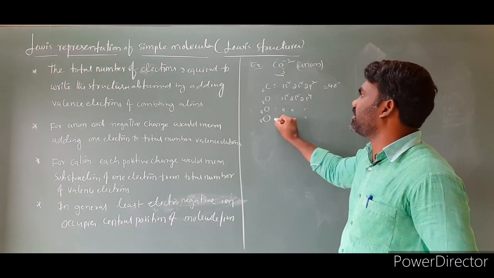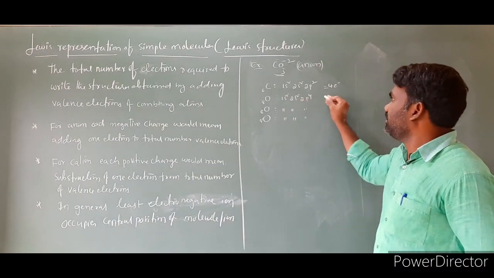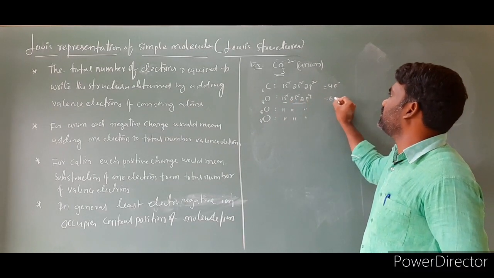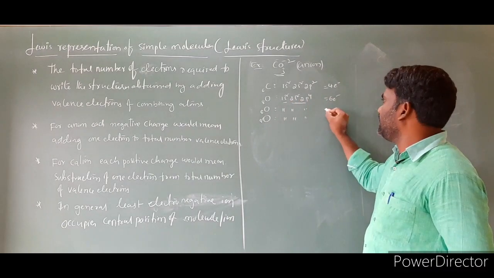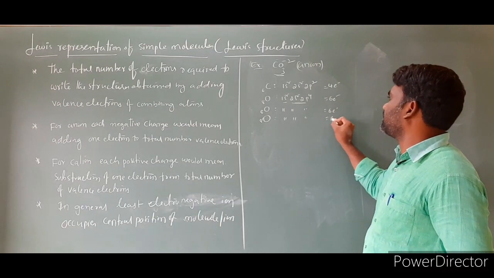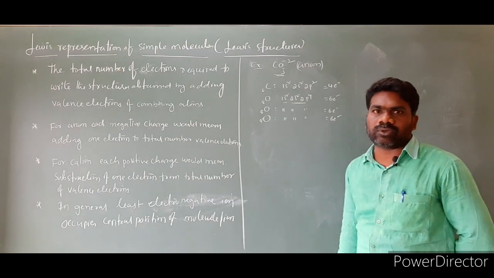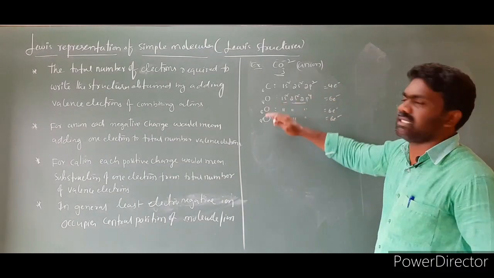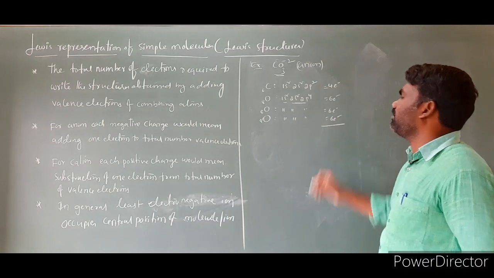So I am not writing them again, look here. This is the first shell, this is the second shell. 2 plus 4 is equal to 6 electrons, and each oxygen has 6 valence electrons. I am not talking about total electrons, I am talking about valence electrons. Each oxygen has 6, carbon has 4.